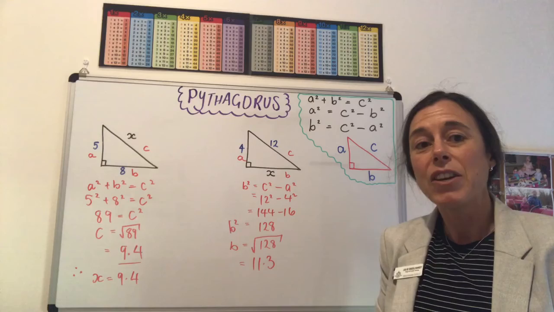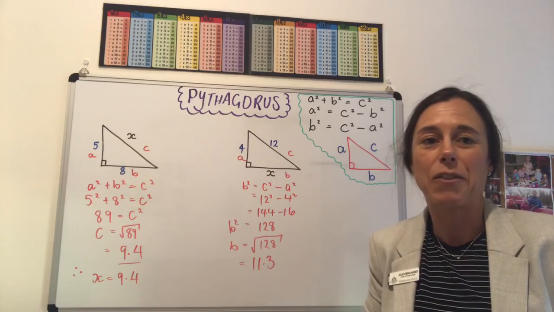Okay, so that's using formulas to find the unknown side of a right angled triangle.